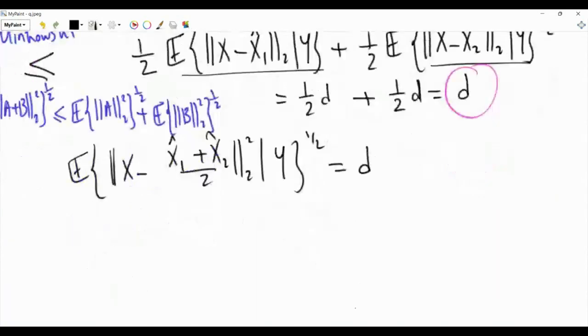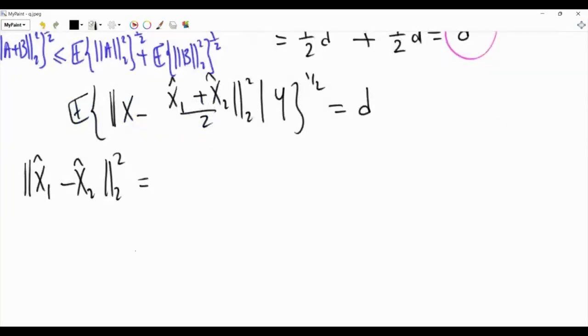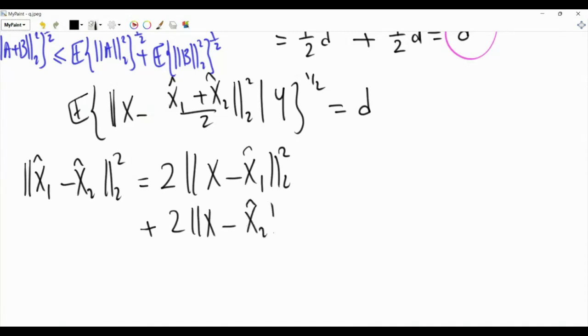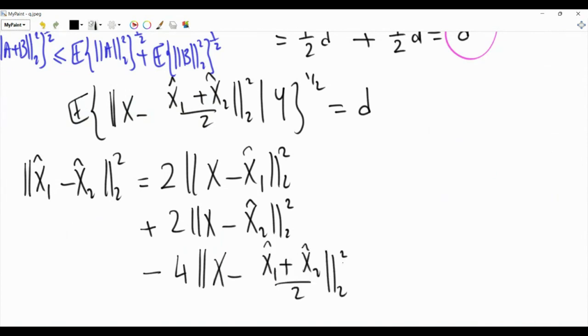Is equal. Now let's investigate the L2 norm squared of x1 hat minus x2 hat. This is double the L2 norm squared of x minus x1 hat, plus double the L2 norm squared of x minus x2 hat, minus 4 times the L2 norm squared of x minus (x1 hat plus x2 hat) divided by 2. This identity can be verified by simply expanding the right-hand side.